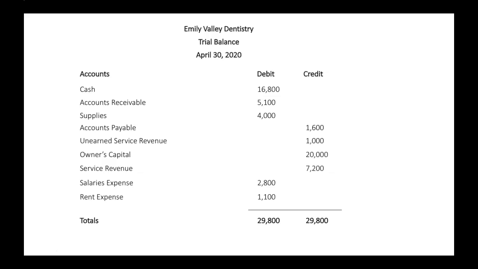If not, then you go back to your journal entries. Make sure that there's no errors there, right? So we would just go back one step at a time throughout this entire process. But as long as our debits and credits equal, we're good to go and we can move along in our accounting cycle.